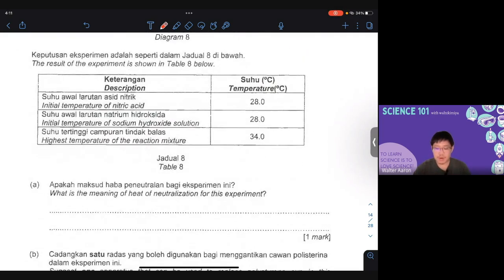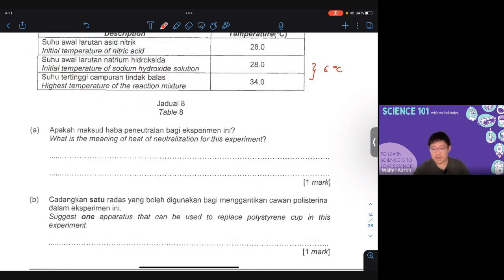So the result of the experiment shown in table 8, you can see that the initial temperature of nitric acid and sodium hydroxide is the same. In this case, it will be 28. And then the final temperature achieved is 34. So I will say that the difference of temperature, in this case, temperature change theta is equivalent to 6 degrees Celsius. Okay, so what's the meaning of heat of neutralization in this experiment?